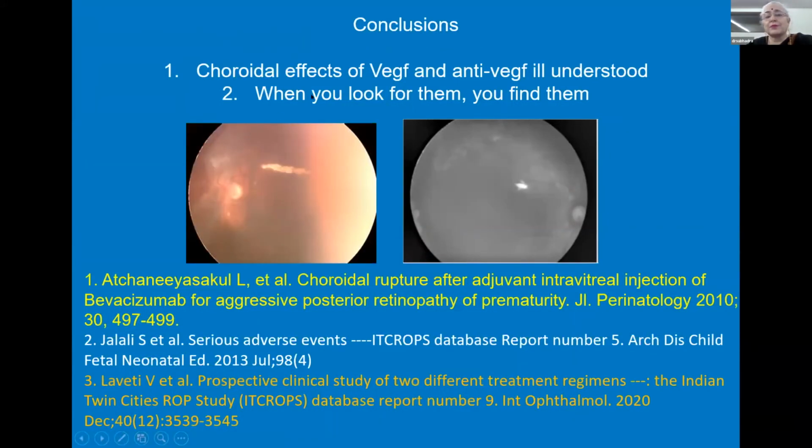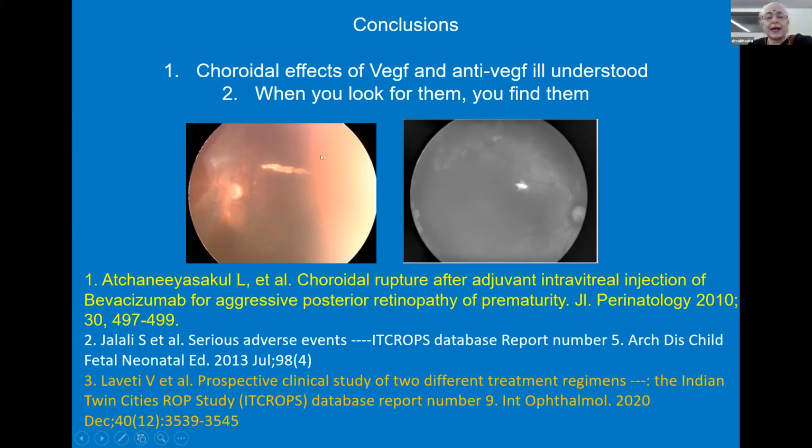So what I want to close by saying is that there are choroidal effects of VEGF. The choroid needs VEGF to grow, and these babies can get problems with anti-VEGF. And I think we need to have more tools to study the choroid in ROP. We've not studied it much, whether with enhanced depth OCT or ICG. We know with electrophysiology that they do have photoreceptor dysfunction, even if they don't have ROP. So the choroidal effects of anti-VEGF, we don't know. If you look for them, you will find them.